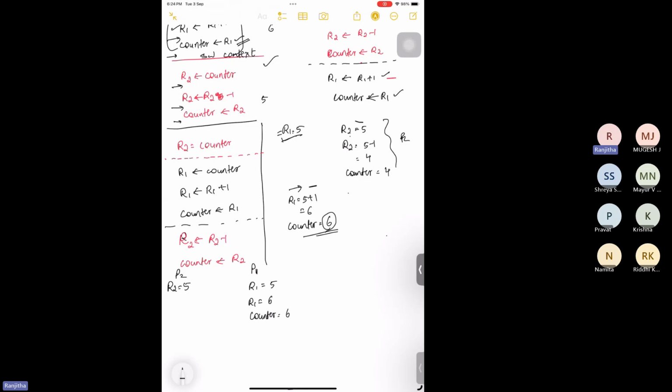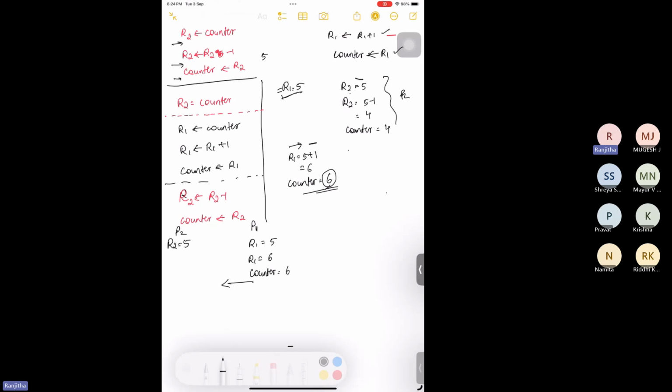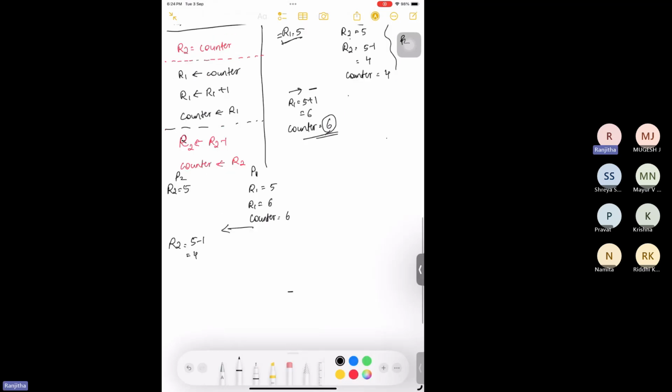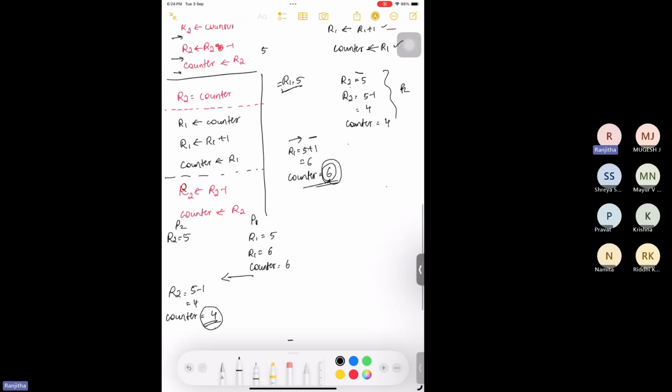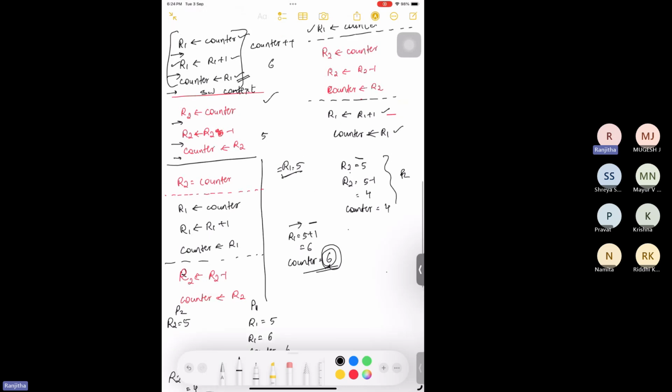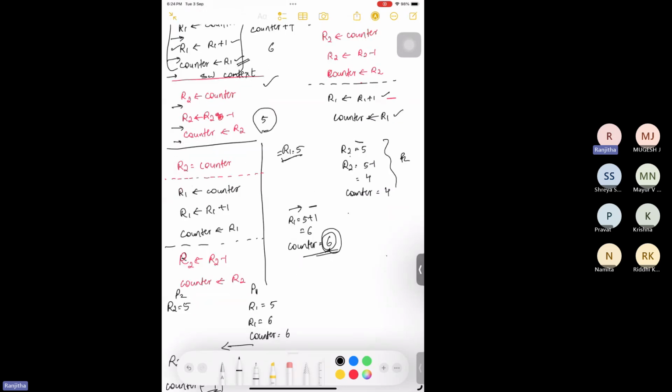Now at this point, context switch happened, and then we come back to P2. So P2's registers will be restored. So R2 will have the value 5. Now R2 is equal to 5 minus 1, which is 4. And counter will be assigned this value, which is 4. So now we saw a scenario where counter is assigned a value 6, counter is assigned a value 4, and counter is also assigned a value 5. So depending on where the context switching is happening, the values are differing, right?